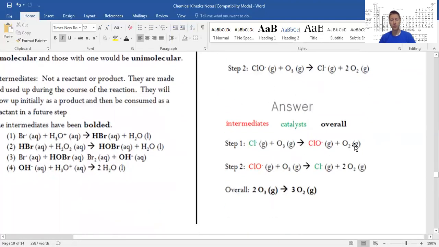So here I've just highlighted what they are. The catalyst is the Cl, because it starts as a reactant and comes out as a product. The intermediate is ClO, because it starts as a product and comes out as a reactant. To find the actual equation, what actually is happening, you add the stuff up on the left side, add the stuff up on the right side, and boom, this would be the actual balanced equation. This is saying that 2 ozones turn into 3 oxygens.